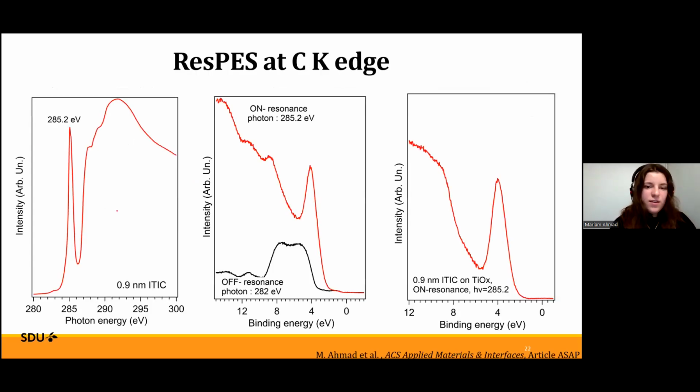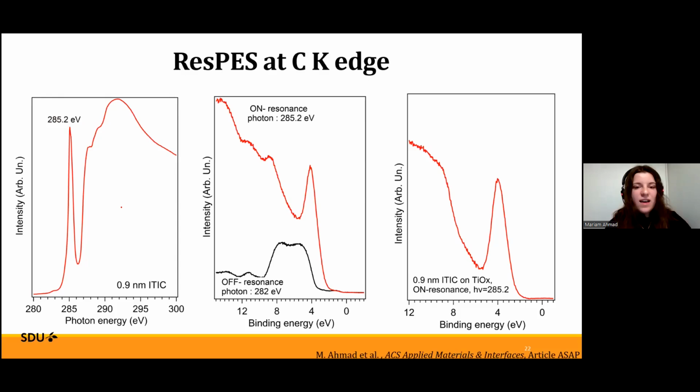Another thing we did was resonant photoemission at the carbon edge, which means that we measured XPS where we match the photon energy of the incoming X-rays to be equal to the absorption edge at the carbon K edge. To find the photon energy, we first had to do NEXAFS at the carbon edge, and we see one main feature at 285.2 electron volts, which corresponds to transitions from the carbon 1s level to the pi star level.